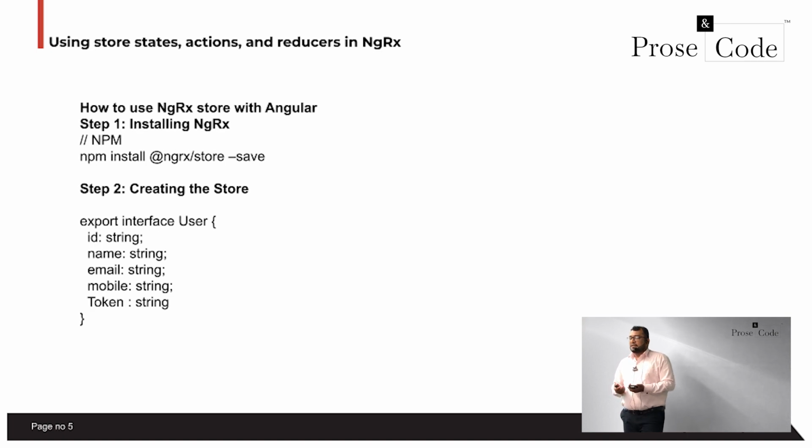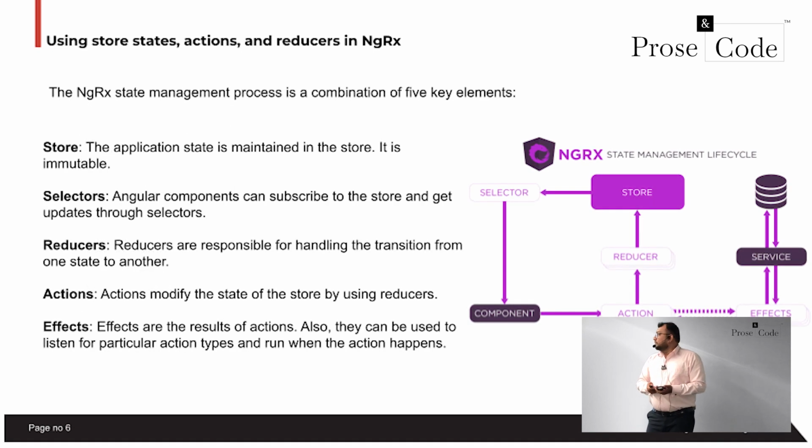a state. It's nothing but a model. I have created one model with user attributes: name, ID, email, mobile number, and token. So this is a user model, and I call it a store. These are the elements I need before I start using NgRx Redux.